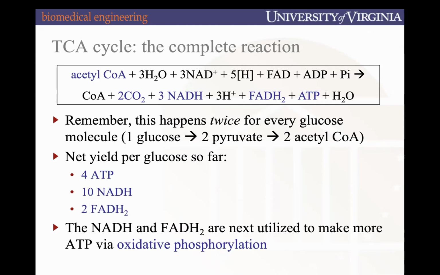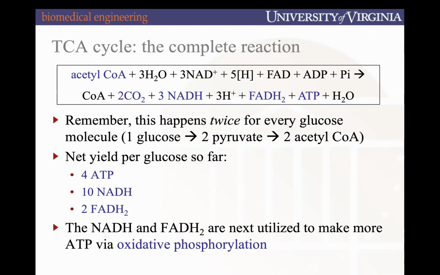Now, if we combine this with everything that's happened in glycolysis so far, our net yield of 1 glucose molecule, through glycolysis, the intermediate step of pyruvate becoming acetyl-CoA, and the entire TCA cycle, is going to give us 4 ATP, 10 NADHs, and 2 FADH2.